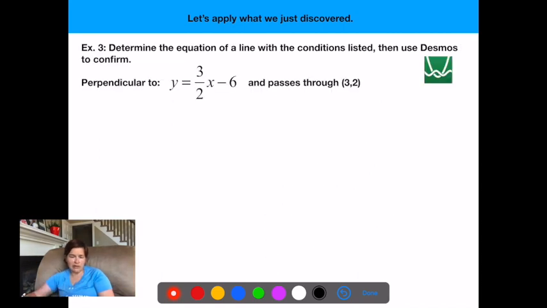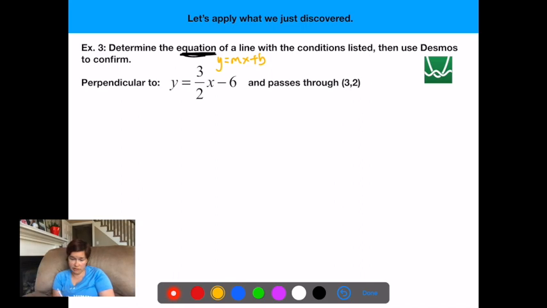Now we're given a little bit more criteria. We're still determining the equation, so that still tells me I want to start with y equals mx plus b. It's always a good idea, as you're reading the question, to bring up some prior knowledge in your head. I said determine the equation of a line. The equation of a line, oh, that's y equals mx plus b. That's where my brain went. And then it says, with the conditions listed, we're going to use Desmos to confirm. Yay, Desmos. So that's going to be perpendicular to this line.